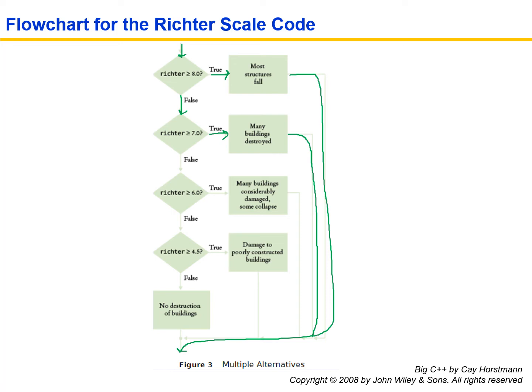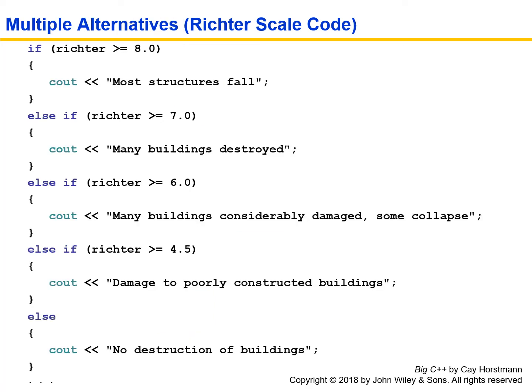until eventually, if all of these are false, we'll get to a place where we print no destruction of buildings, and then we rejoin the flow of the program at the end here. So let's see what this looks like in code.